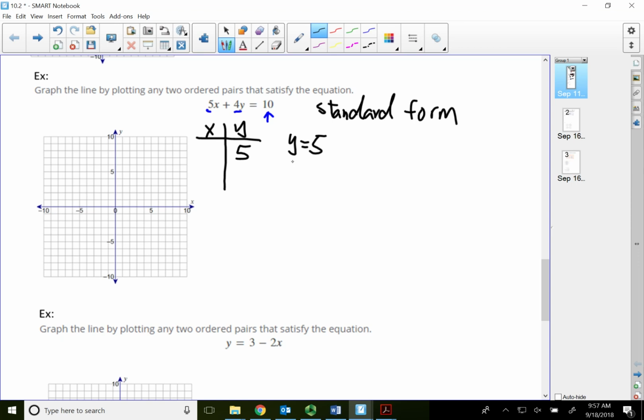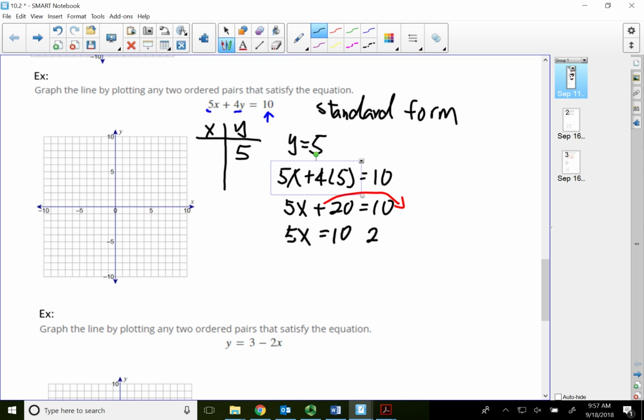So when y equals 5, let's plug it in. That's 5x plus 4 times 5 equals 10. Solving for x now, that's 5x plus 20 equals 10. Let's move the positive 20 over. That will be 5x equals 10, still 10. Positive 20 comes over, becomes negative. So that will be 5x equals negative 10. Now I will need to divide both sides by 5, and that's the reason why I choose a number 5 can go into. So my x is equal to negative 2. So when y is 5, x is negative 2.